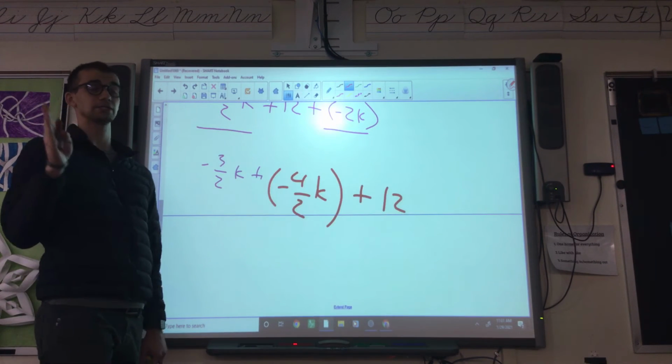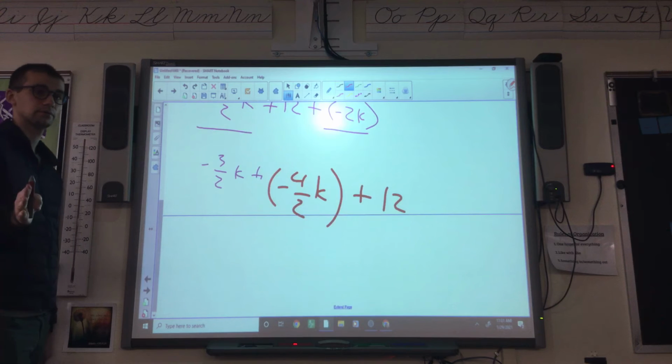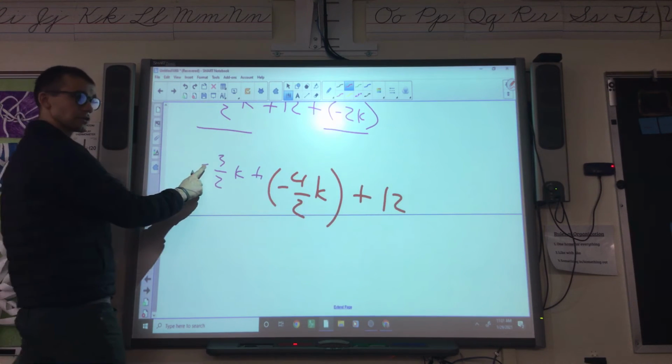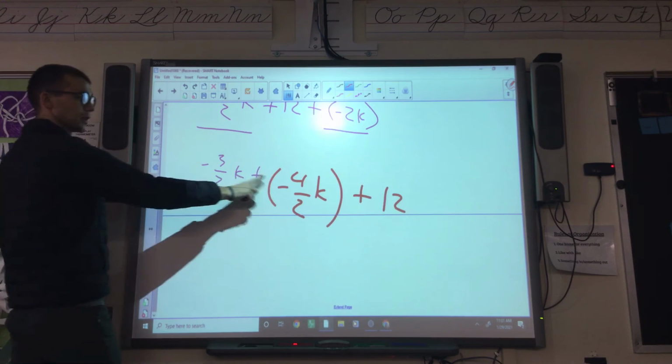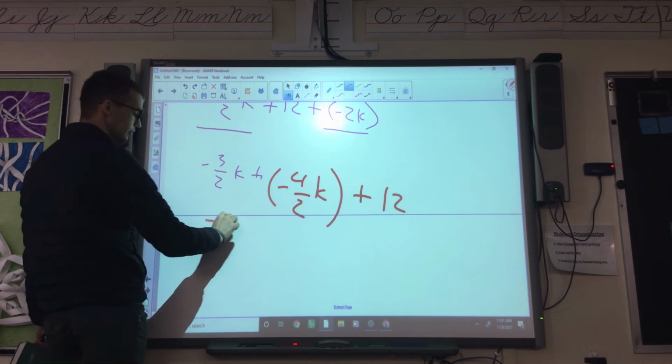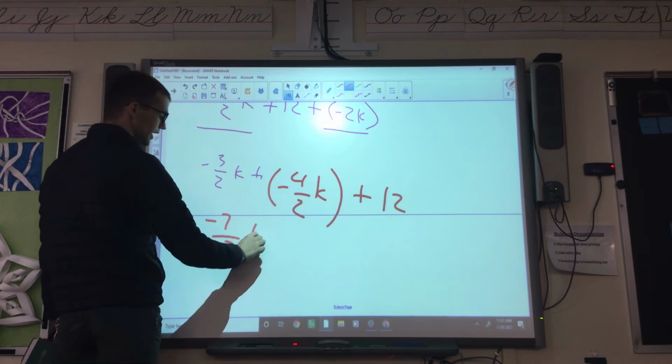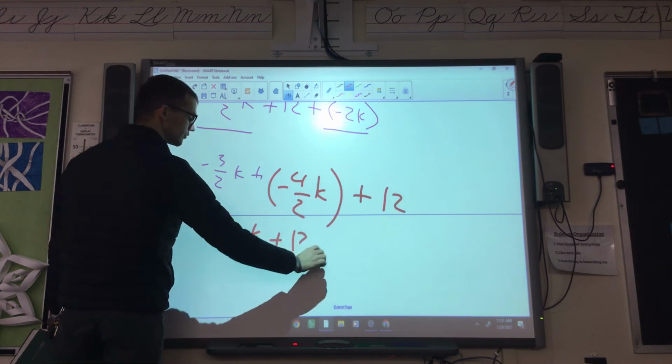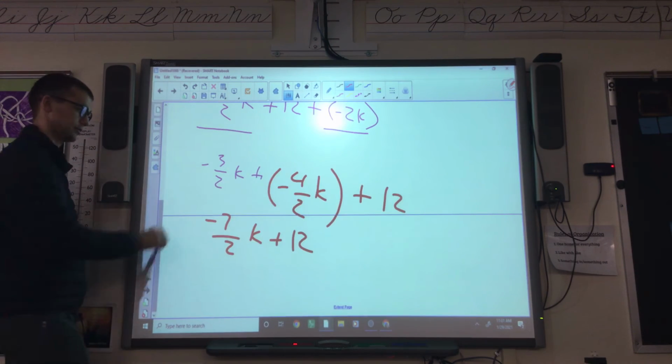So here's the thing, is it positive or negative? Plus negative. Yeah, it is negative, because think, you're at negative 3 halves, plus the negative means you're going back further, so you're going back another 4. So now you're at negative 7 over 2k plus 12, and that is where you end up.